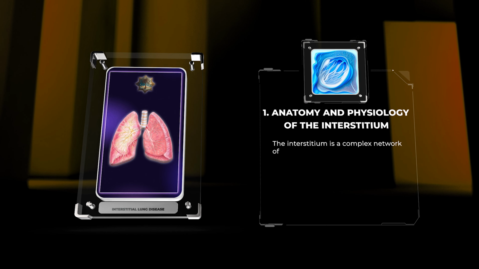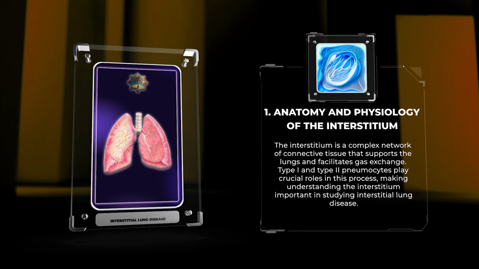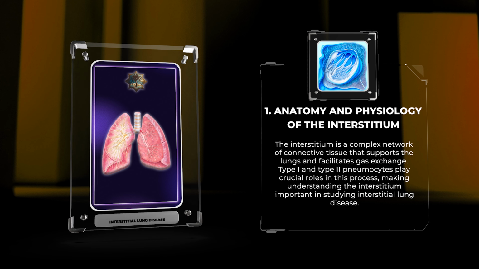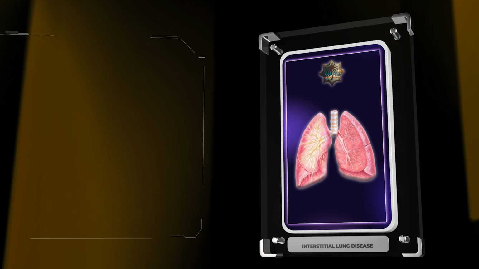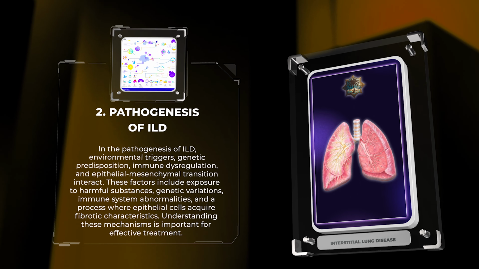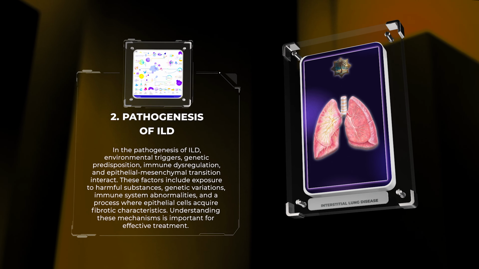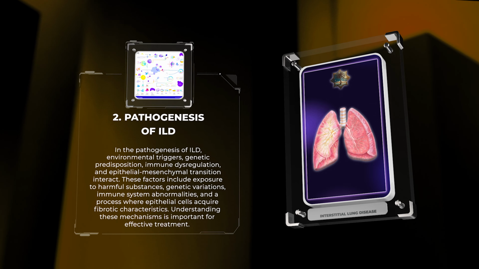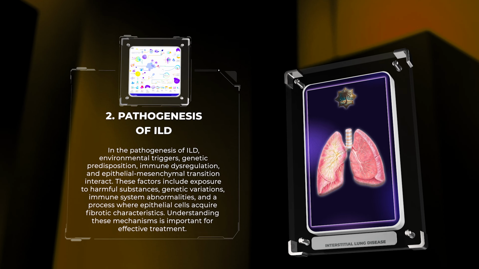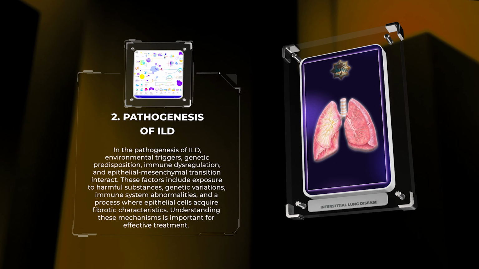The interstitium is a complex network of connective tissue that supports the lungs and facilitates gas exchange. Type I and Type II pneumocytes play crucial roles in this process, making understanding the interstitium important in studying interstitial lung disease. In the pathogenesis of ILD, environmental triggers, genetic predisposition, immune dysregulation, and epithelial mesenchymal transition interact. These factors include exposure to harmful substances, genetic variations, immune system abnormalities, and a process where epithelial cells acquire fibrotic characteristics. Understanding these mechanisms is important for effective treatment.